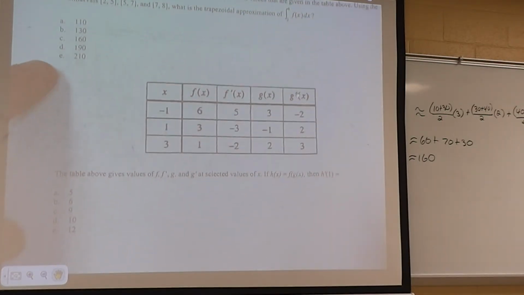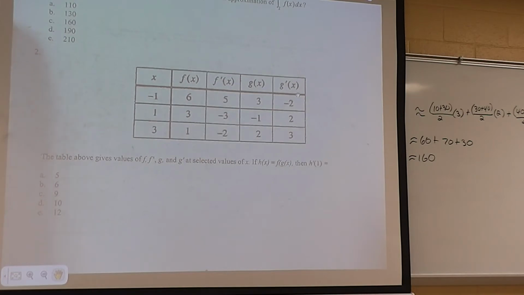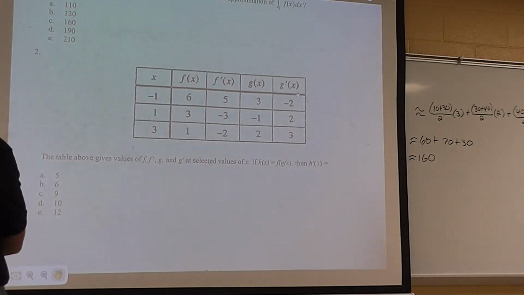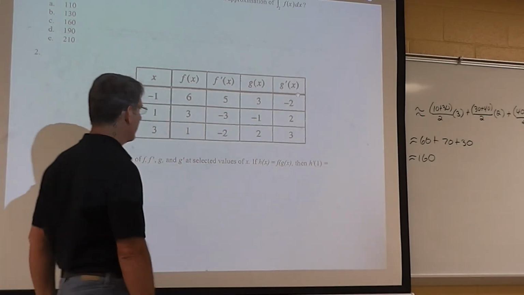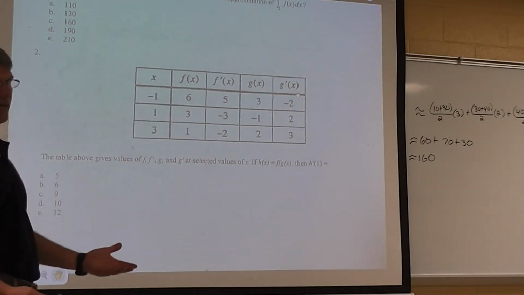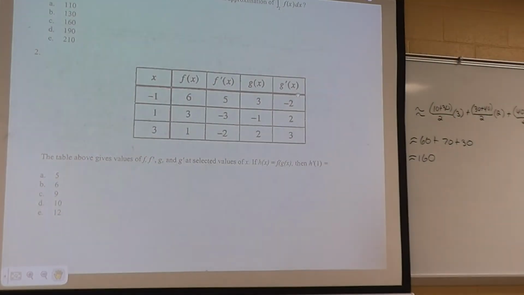Number 2 here. Oh, we saw something like this yesterday, I think. Table above gives values of f, f prime, g, and g prime. If h of x is f of g of x, looks like a typo here, there should be another closed parenthesis after that g of x. Then h prime of 1 is what? Okay, this guy is going to involve chain rule derivative, and then it's a matter of just substituting our numbers in.